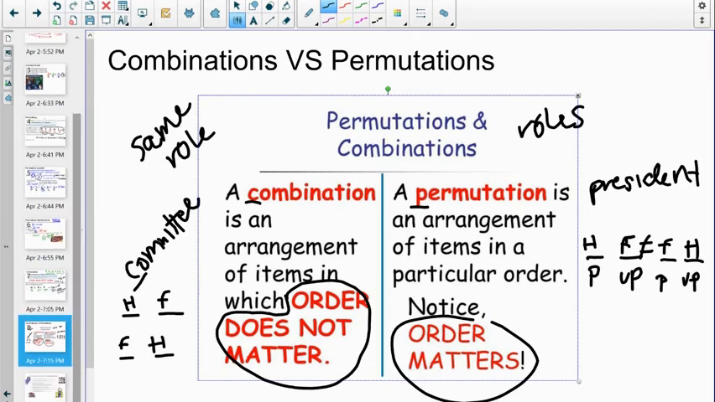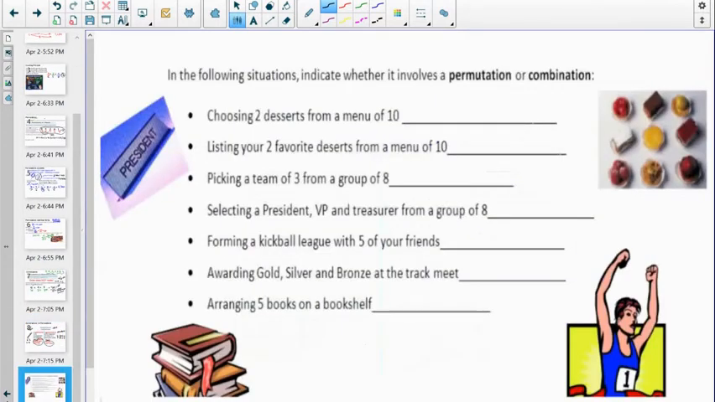Okay, and then one more slide of just depicting whether it's a combination or permutation. So if we're choosing two desserts, do they have different rankings? Does order matter? No, so it is a combination. And then you're listing your favorite desserts. If you're looking at this like it's first and second, then it would be a permutation. But if you're looking at it as your top two favorite desserts, like they're having the same role, then it's a combination. But if you're looking at it the other way for the sake of this, then that would be permutation. And again, on your quiz, it's going to be a lot more straightforward than this question right here.